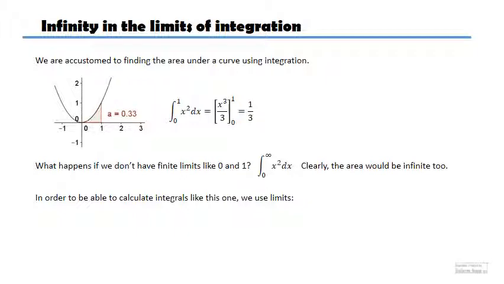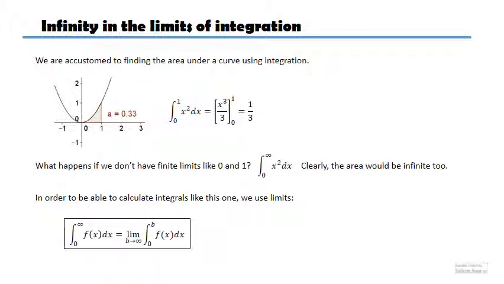True, that's correct. But when we have to calculate this, and there are many situations in which we will have to calculate this, we are going to use limits to be able to calculate it. So rather than writing it like this, I'll write it like this. Rather than putting infinity here, I'll put a letter, for example, b. And I'll write the limit when b goes to infinity of the integral from 0 to b of f of x dx. And that's how I'm going to be doing it.